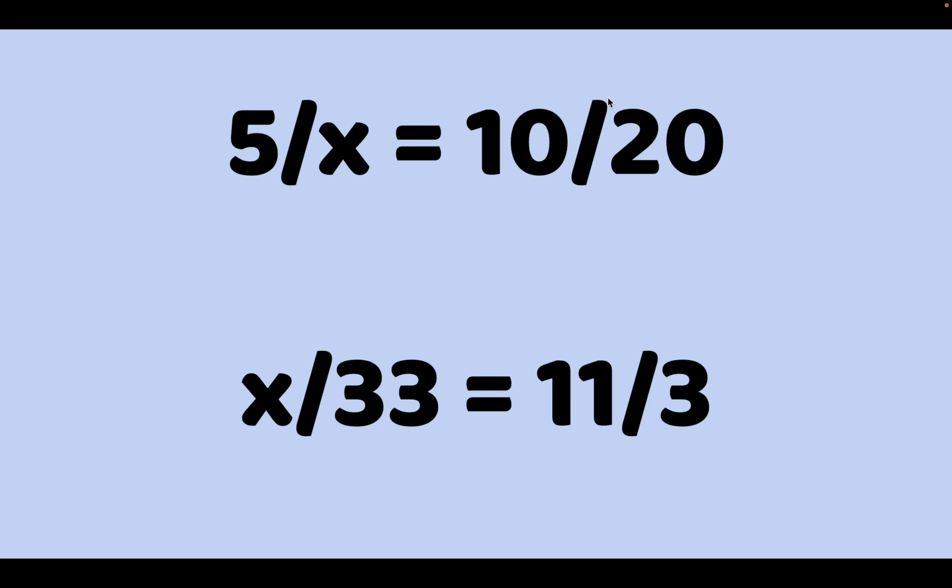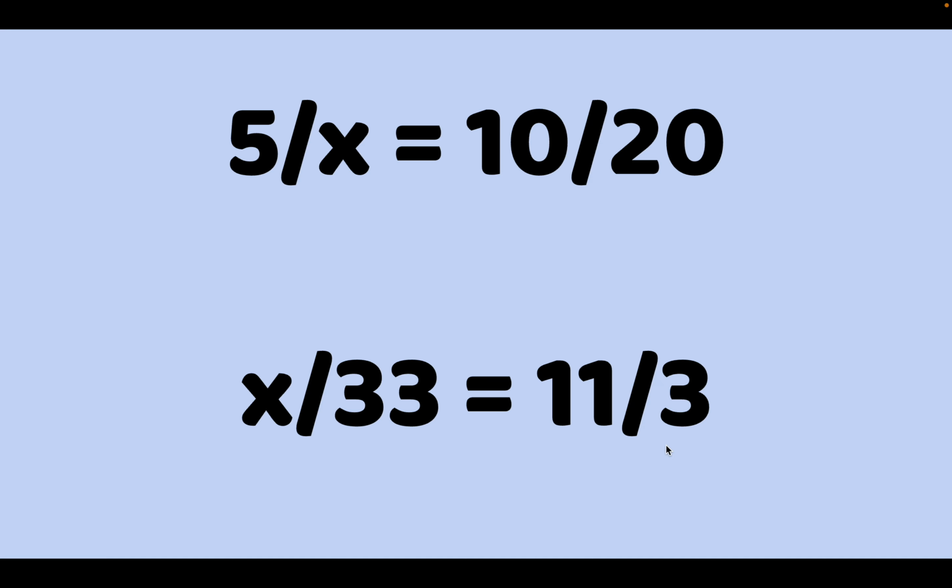You guys might also be able to simplify this. Sorry, I mean 2 times 10 equals 20, and 2 times 5 equals 10, so divide by 2 on both sides, you get 5 over 10. And the same thing for x over 33 equals 11 over 3.